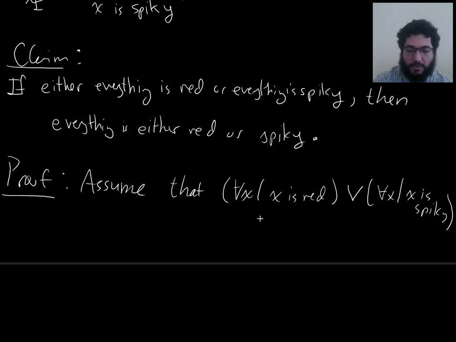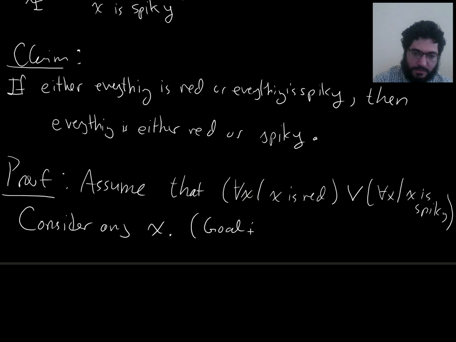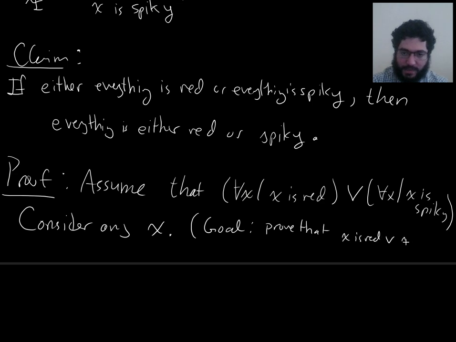Okay, well, to get anywhere, let me just do that. So consider any x. And now my goal is to prove, without ruining x's arbitrariness, that x is red or x is spiky. Okay, well, what do I have to use? I have this or statement to use, right?